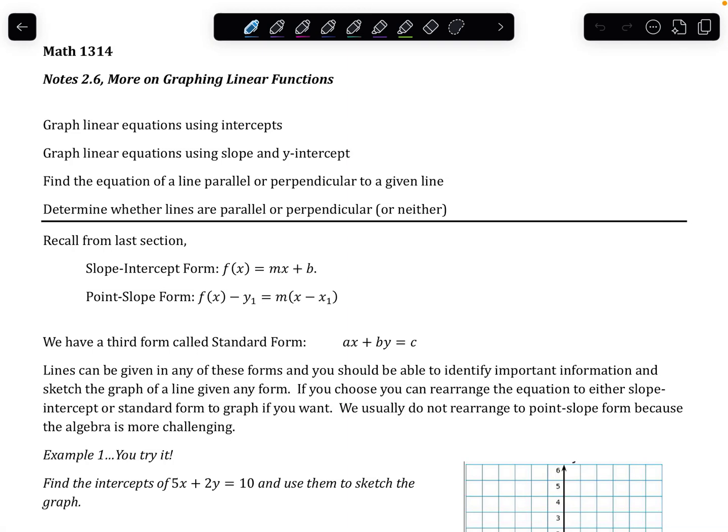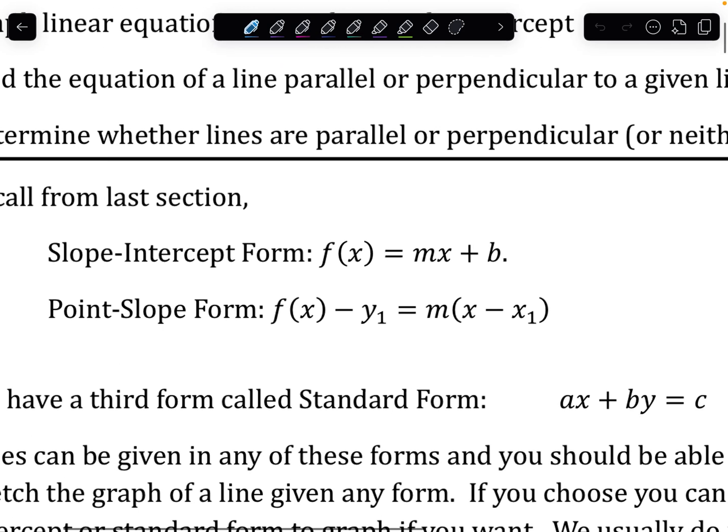Right. Next set of notes. So we've already discussed the slope-intercept form. Remember, f of x is just the fancy label for y, so it's function notation. Point-slope form: again, f of x is the fancy label for y. You could see either of these with just a y instead of the f of x notation.